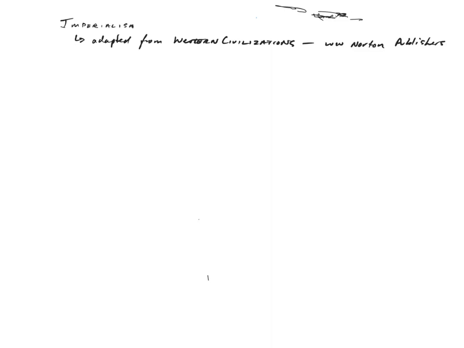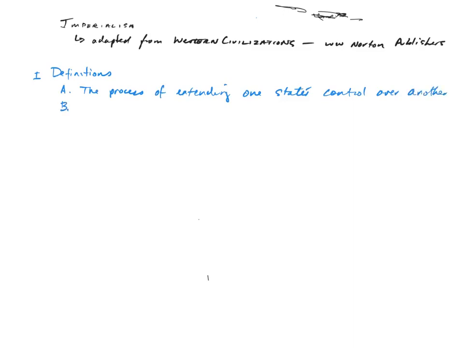First, it will be helpful to give some form of definitions. A. The process of extending one state's control over another. This can take the form of B, formal imperialism, or C, informal imperialism.